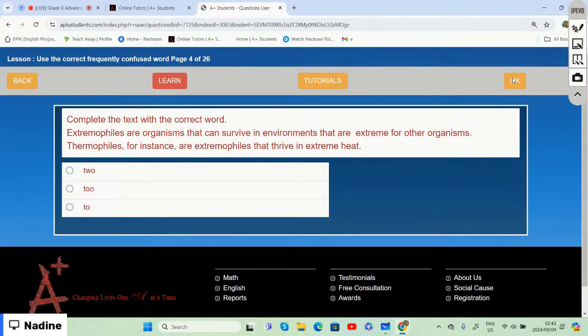All right, the next one says, extremophiles are organisms that can survive in environments that are, do we say option one, to, option two, too, or option three, two, extreme for other organisms? Thermophiles, for instance, are extremophiles that thrive in extreme heat. So which one do we use? Option one, option two, or option three?